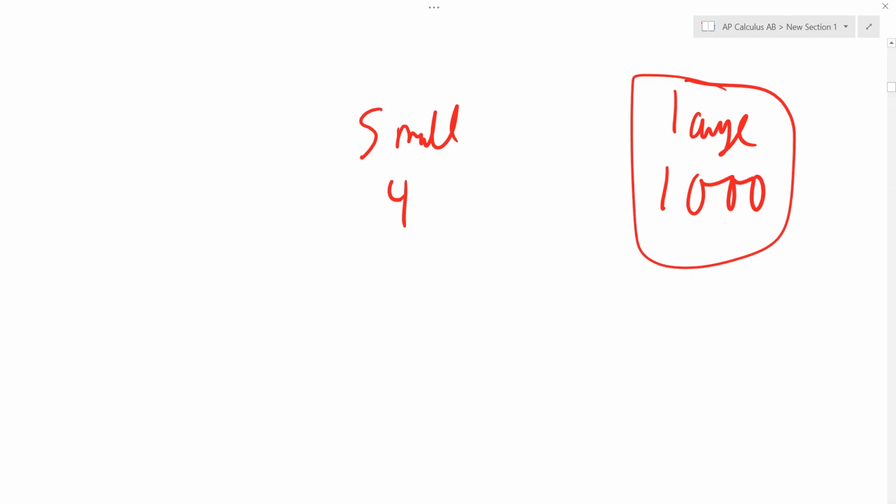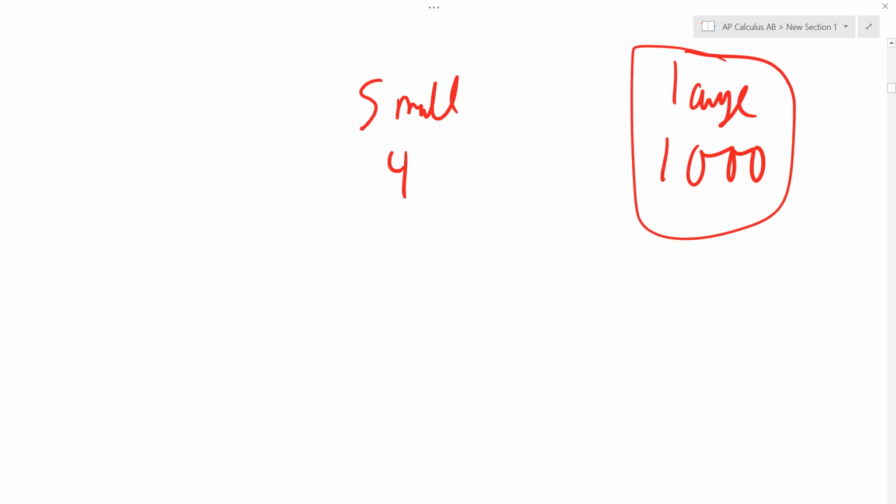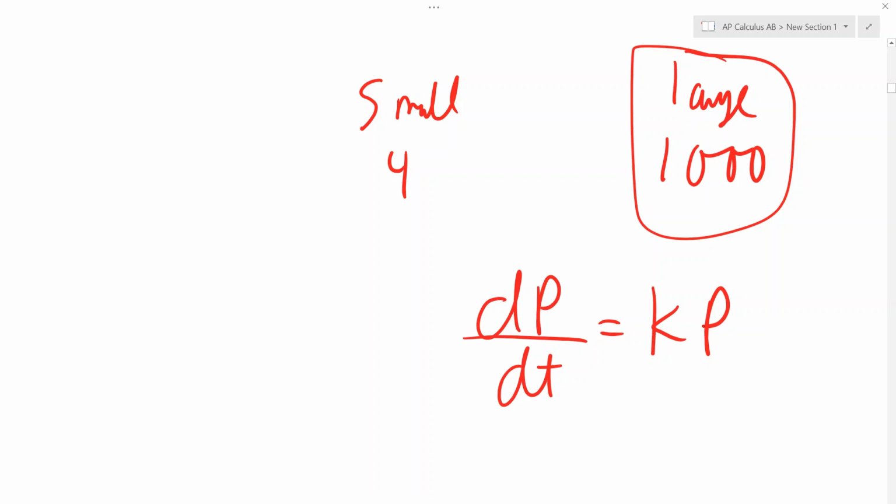Definitely this one, right? It's going to grow faster because there's more of them to grow. Does that make sense? I know that seems like a kind of simple concept. It says that the rate of change of our population with respect to time is relative to the population itself. Its rate of change has to do with how much is there. That's called proportional, by the way. The bigger it is, the faster it grows. Does that make sense? So the population's rate of change is proportional to the population itself.